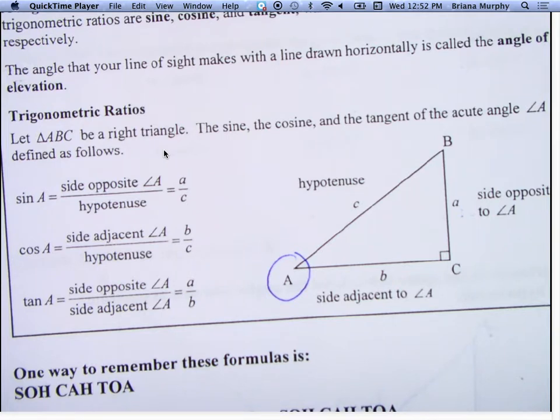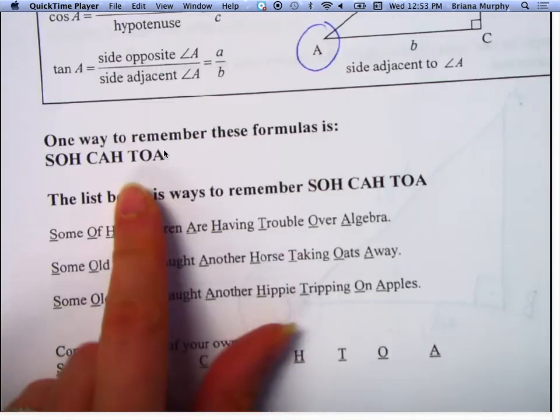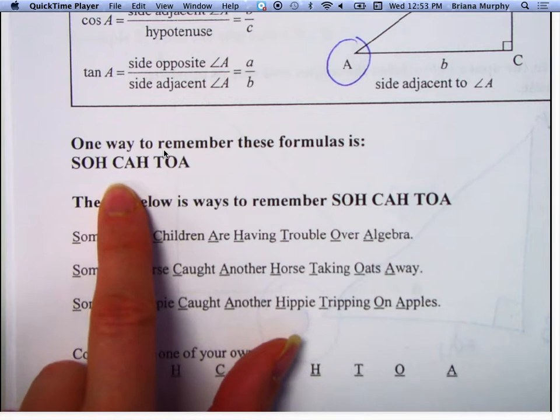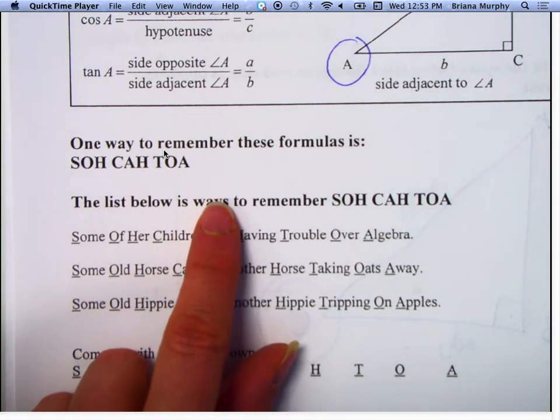Then we're going to look at tangent. Tangent is the opposite over the adjacent. We have the little a over little b. Okay? These are something that you will have to memorize. So there's a couple different ways to remember this. I like to think of it as SOHCAHTOA. Okay? Sine is opposite over hypotenuse, cosine is adjacent over hypotenuse, and tangent is opposite over adjacent.